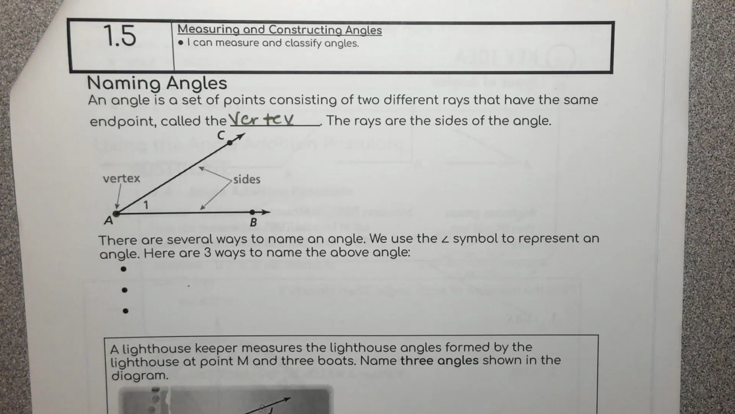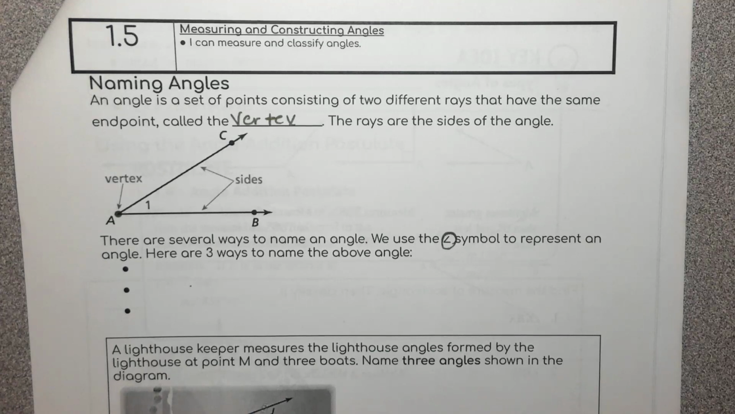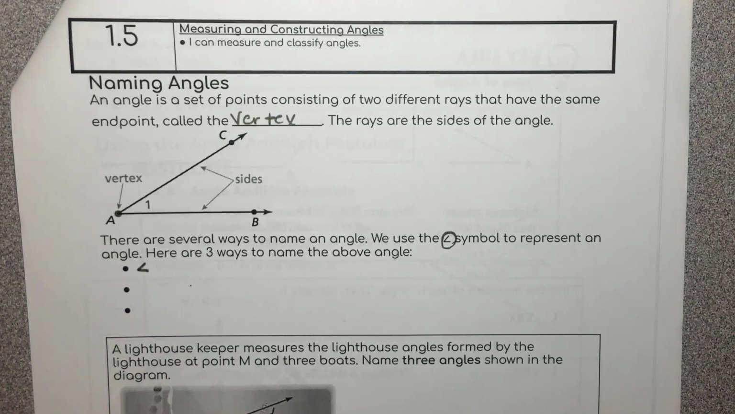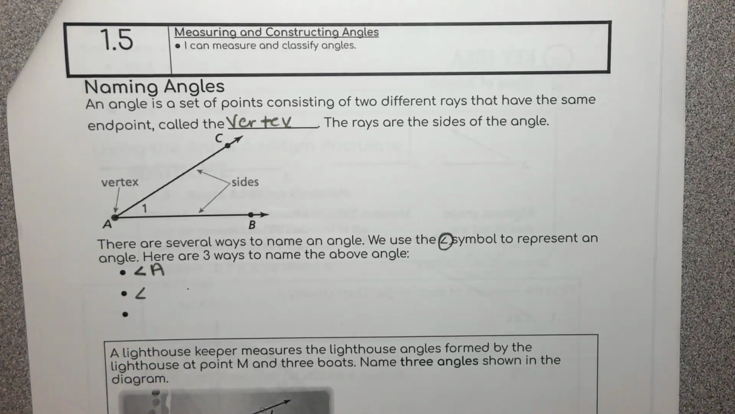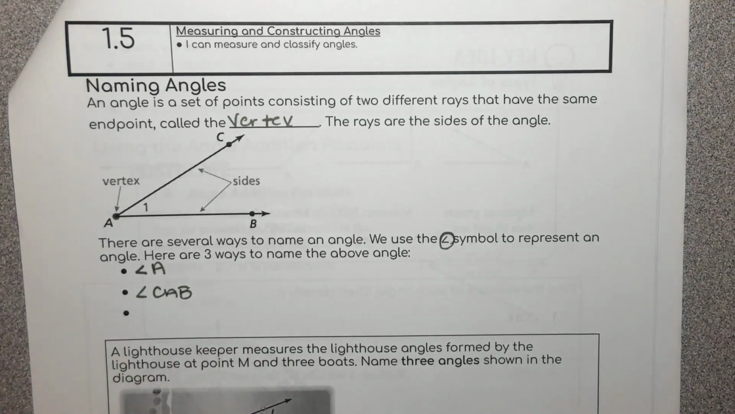Alright, there are several ways to name an angle. We use an angle symbol to represent an angle. Here are three ways to name the above angle. Anybody have an idea what one of them could be? Tobias? The one we started. Okay, so angle, and then what do we call it? Belle? It can be like angle A? Angle A, alright, that's one of them. Angle, Chloe? Angle CAB. Or BAC, depending on which way you went.